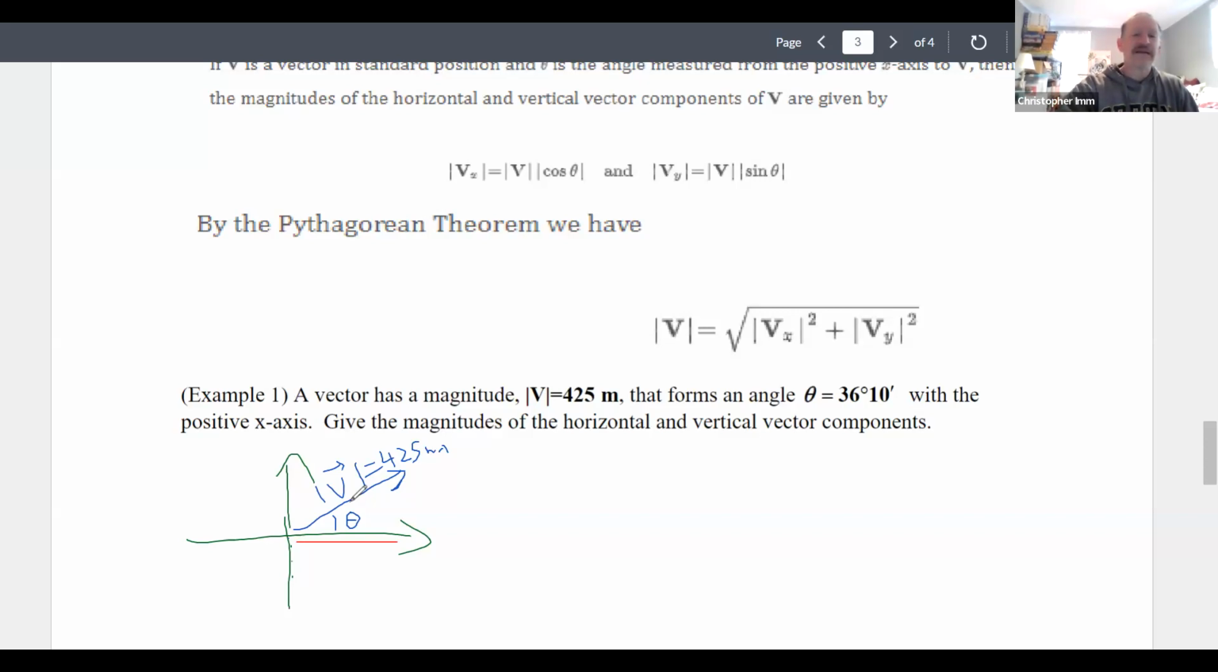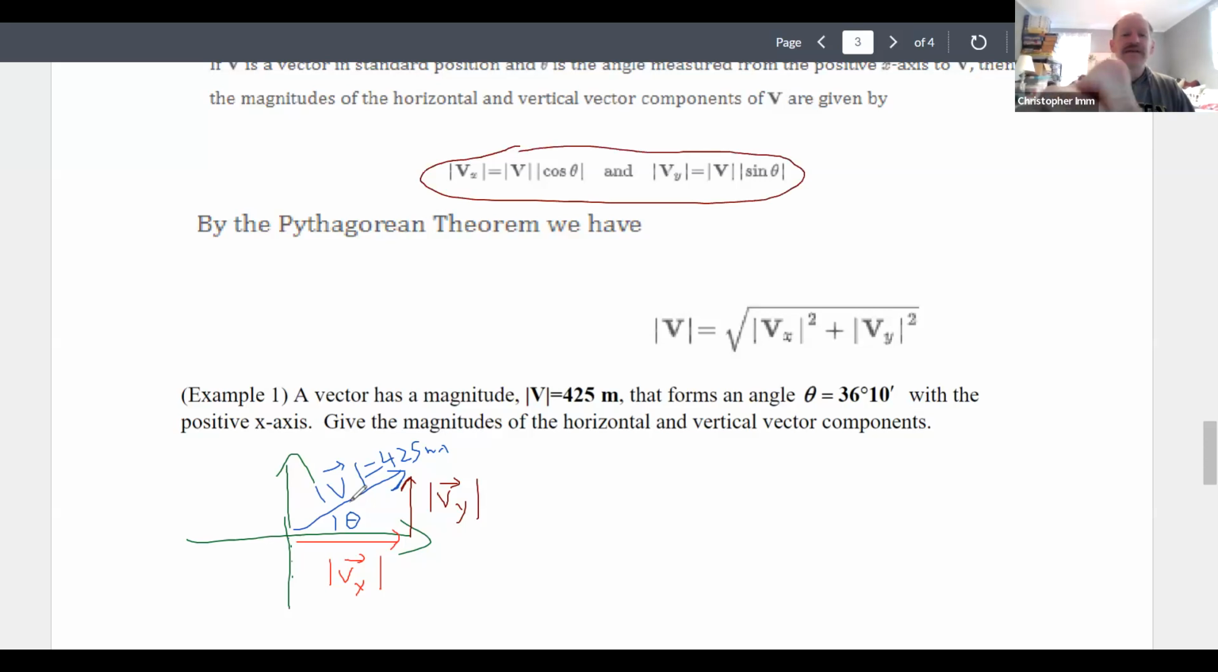V sub x, that's going to be here, and these are scalar quantities. So just the length of the horizontal component and v sub y, the vertical component. We can use those relationships above to help us out, but they should be pretty intuitive. So v sub x is going to be 425 times the cosine of that angle.